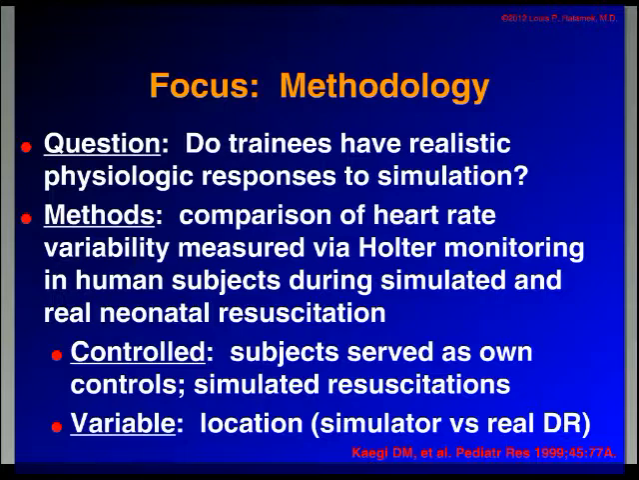And what we used as our methods is we put Holter monitors on a group of pediatric residents, and we put them into simulated and real newborn resuscitations. And we looked at an outcome variable called heart rate variability. Heart rate variability is a measure of the relationship of sympathetic to parasympathetic output, which essentially is used as a marker for mental workload during a particular procedure or an activity.